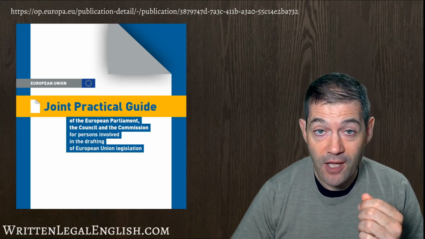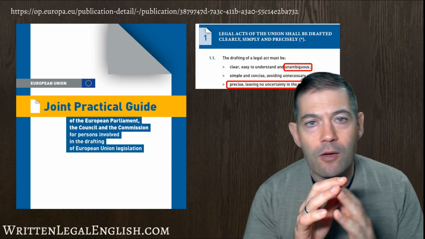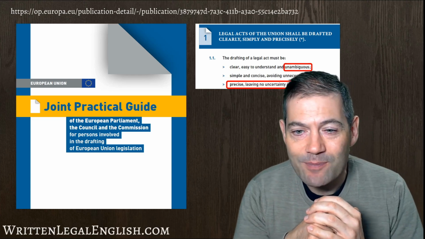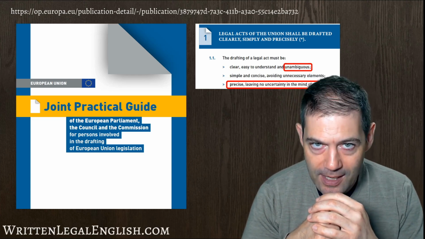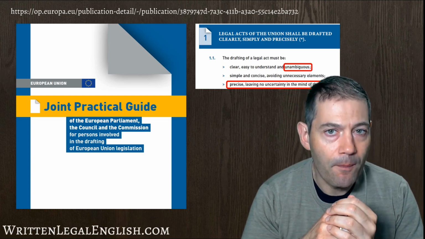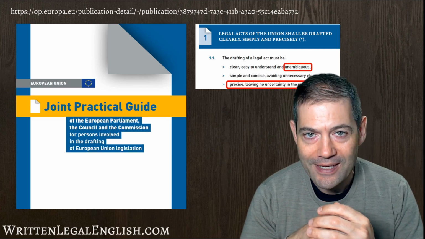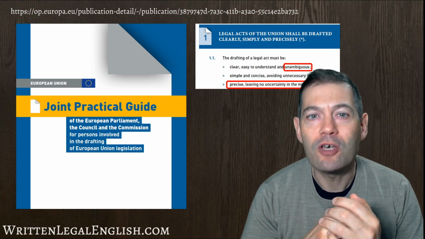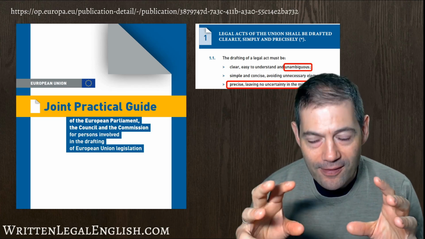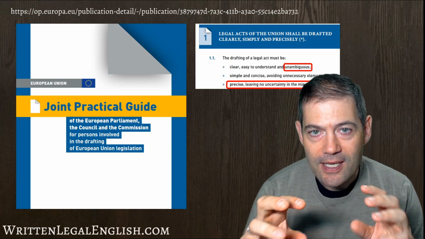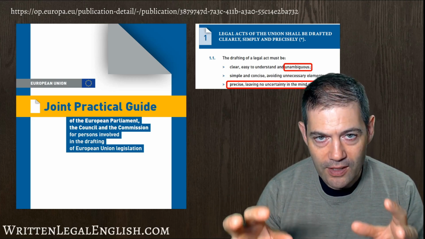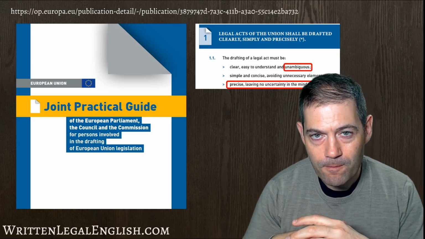Some interesting stuff. For today's video, I want to focus on point 1.1. The drafting of a legal act must be clear, easy to understand and unambiguous, and it must be precise, leaving no uncertainty in the mind of the reader. I think you know where I am going with this. Are these pieces of guidance actually being applied in drafting EU legislation?